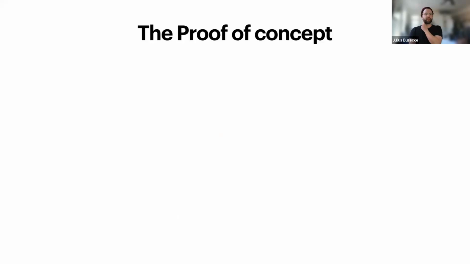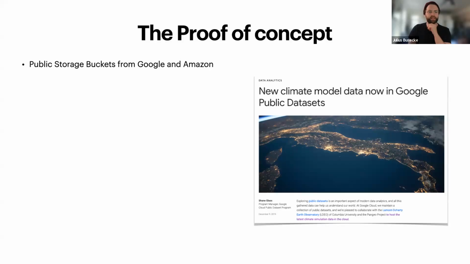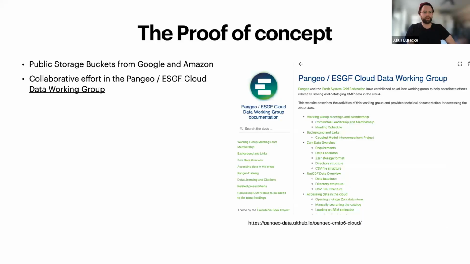So I'm going to start with some history of what has been done. The proof of concept was started a few years ago, and what ended up happening is Pangeo partnered with Google and Amazon to host the data in their respective public data set programs to handle this large amount of data. And to this date, we have over a petabyte in Google public storage. I would have to check the very recent number.